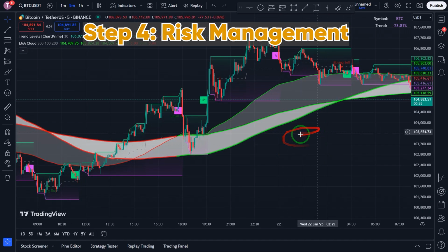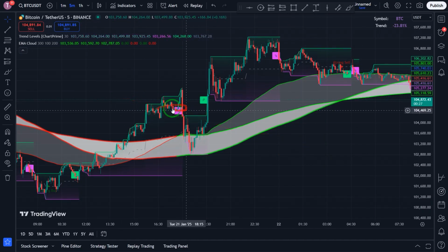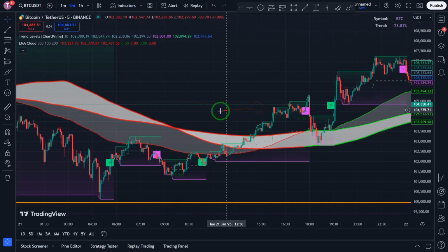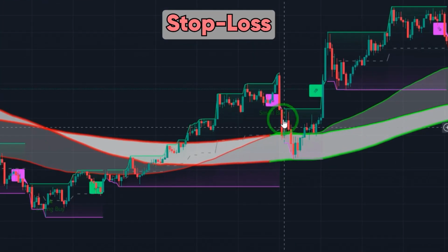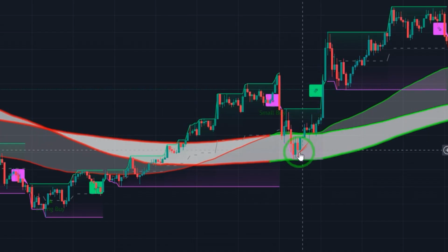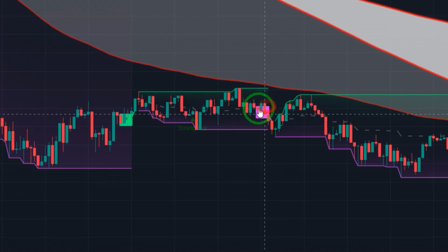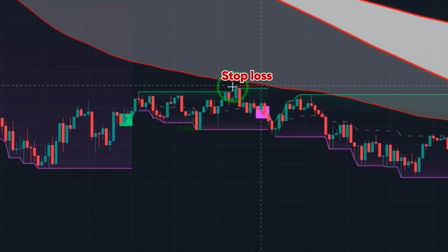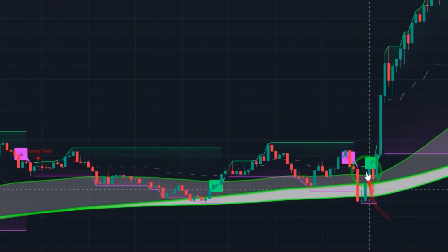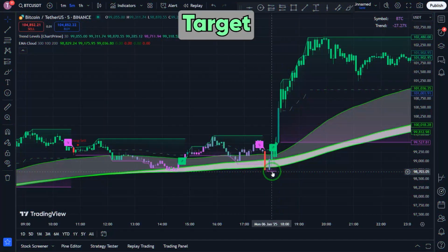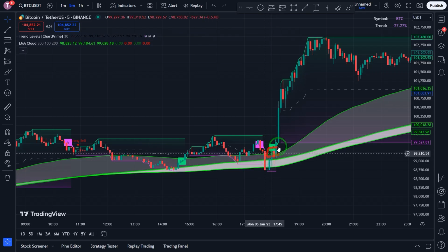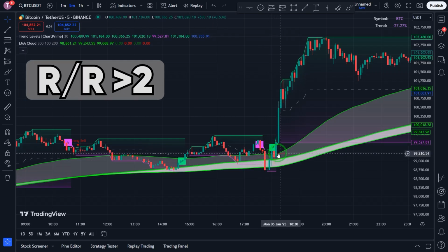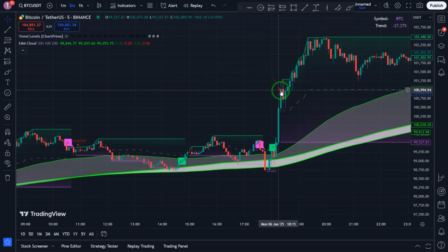Step 4. Risk Management. Managing risk is crucial for long-term success. Here's how you can protect your capital. Set a stop loss slightly above or below recent swing highs or lows. For a sell order, set a stop loss above the recent swing high. For a buy order, set a stop loss below the recent swing low. Aim for a profit target that is at least 2 times your risk for a solid risk-to-reward ratio.